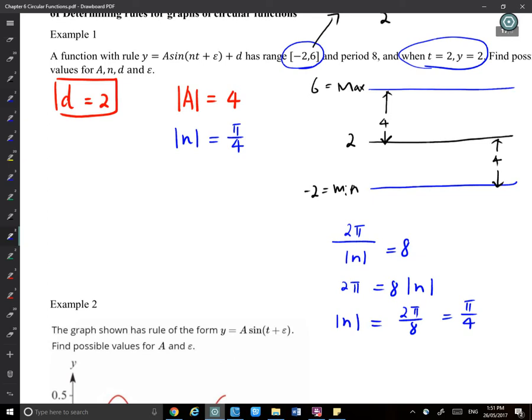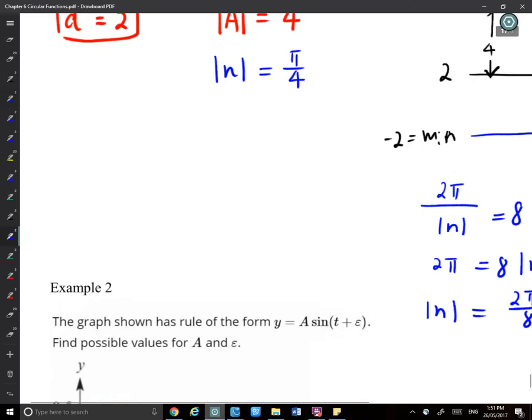Okay, shift pi over 2 will be different to shift pi. So there are three factors to change this graph, so there will be more than one combination which will be correct. You just need to discuss that a little bit. So we'll write D must be 2, the absolute value of A can be 4, and the absolute value of B can be pi over 4.